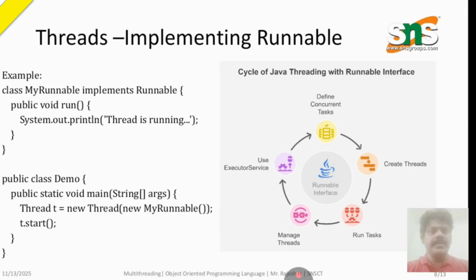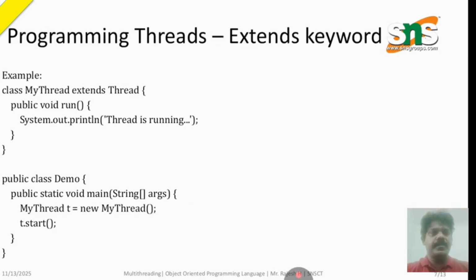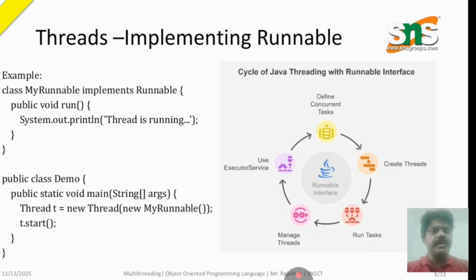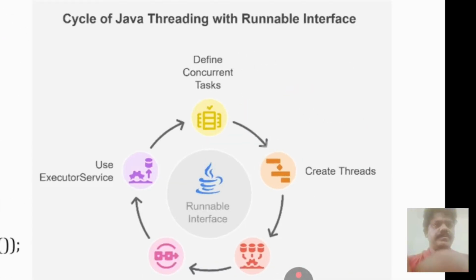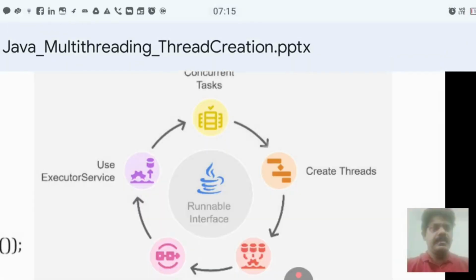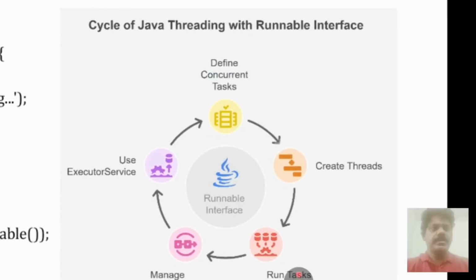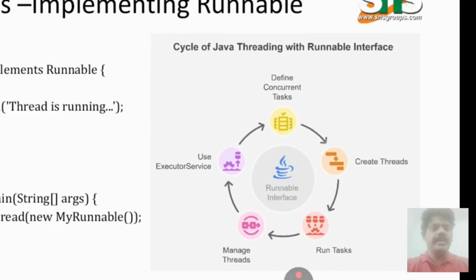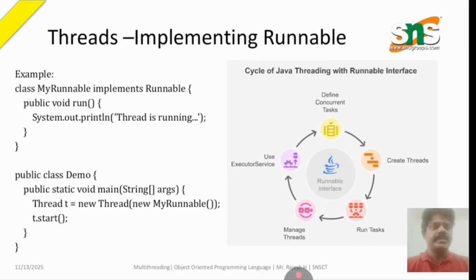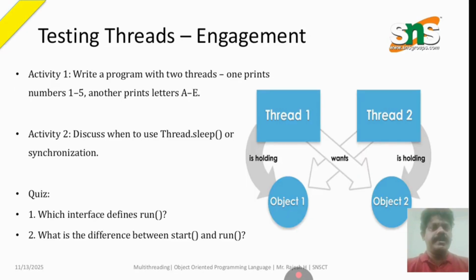Here the difference from the previous code is the keyword: we used implements Runnable, and the method is run, and you can see the difference in the object creation statement. In the previous program the object was created with empty arguments, but here the object is created with Thread, passing the Runnable as the argument. Here the cycle of Java threading and the Runnable interface is explained: create threads, Runnable interface, define and manage threads, running tasks, etc. So that is how the thread is engaged.